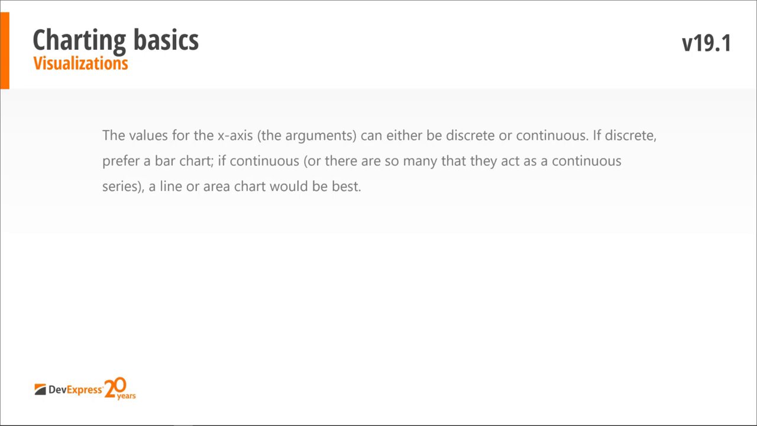Now, the next thing I want to talk a little bit about is the x-axis. In business charting, the x-axis tends to be called the argument axis, the arguments for the chart, and the y-axis tends to be called the values. So for each argument, we have a value, and that, multiplied over the set of x arguments, produces a series, essentially.